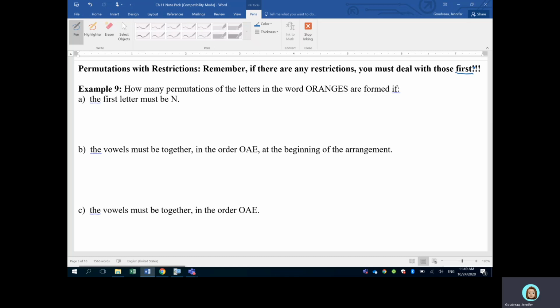The type of restrictions that we are talking about here is we may want certain items in certain positions. We may want certain items to be together. We might want certain items to not be together, or we may want items to alternate. So these are the kinds of restrictions that we are going to look at in this section.